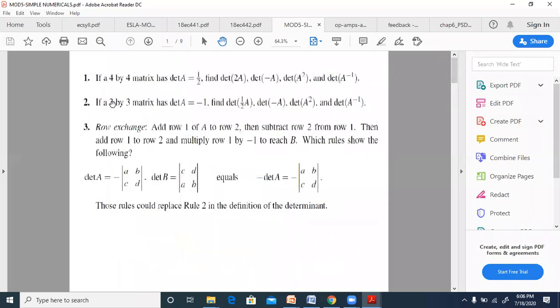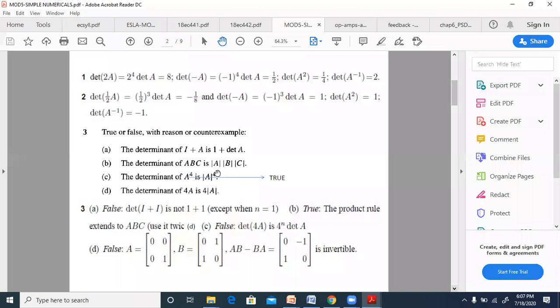The second part is, if it's a 3 by 3 matrix, again, when determinant of A is minus 1, find determinant of half of A, determinant of minus A, determinant of A square, determinant of A inverse. Okay, so now determinant of half A is half to the power cube, determinant of A is minus 1, and this is 1 by 8. 1 by 8 into minus 1 will give minus 1 by 8.